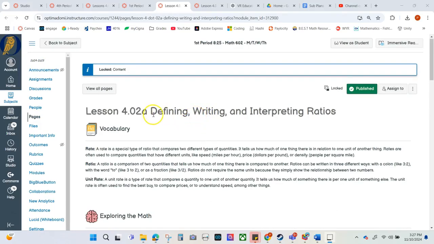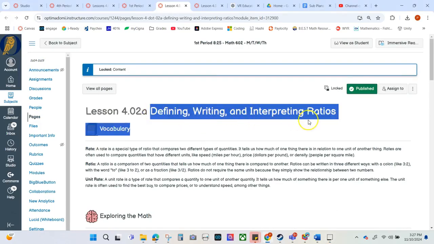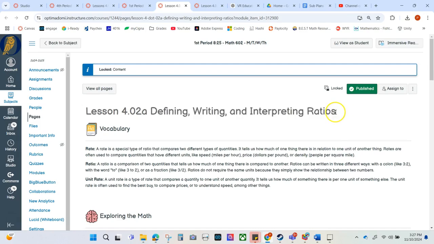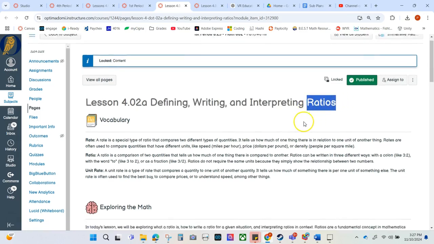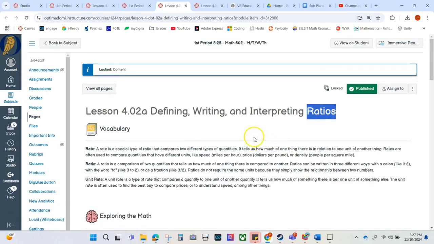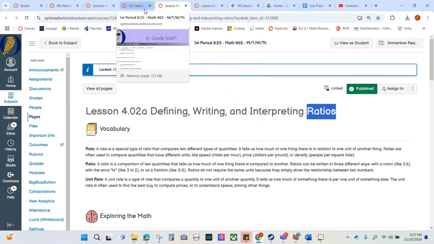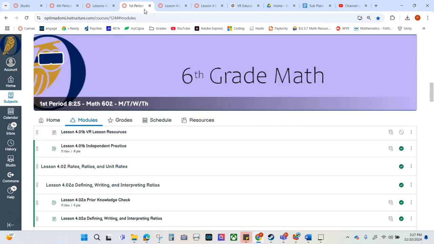In today's lesson, we will be defining, writing, and interpreting ratios. Our very first ratio lesson. How exciting. We are going to use the lesson page in Canvas to help us learn this material.